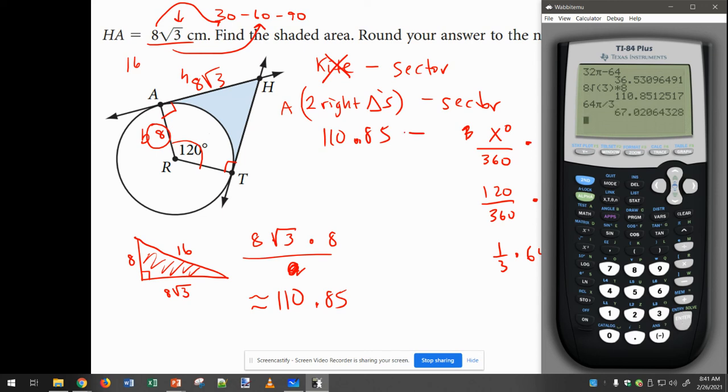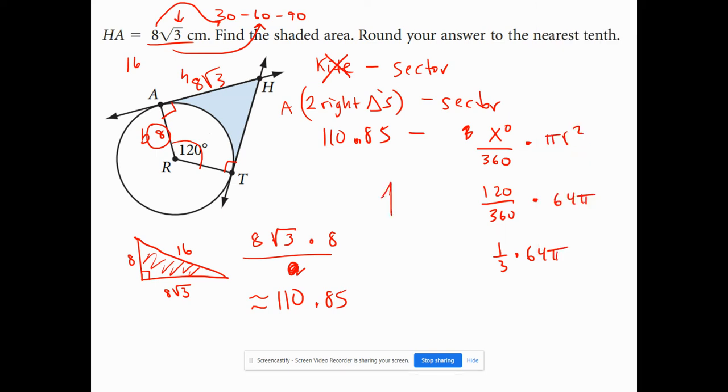And now I'm going to subtract that value. So I can do 110.85. Just to be a little bit more accurate, I'm going to use 2 decimals. I could even do 3 minus 67.02, just to be a bit more accurate. And then 43.8 or 43.83, depending on how I have you round this. Let's just say 43.8 about. And then the units are centimeters, so centimeters squared.